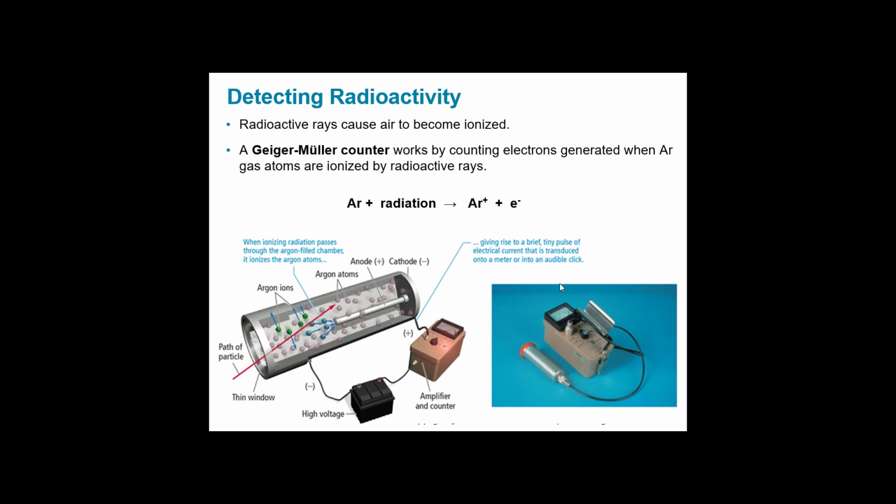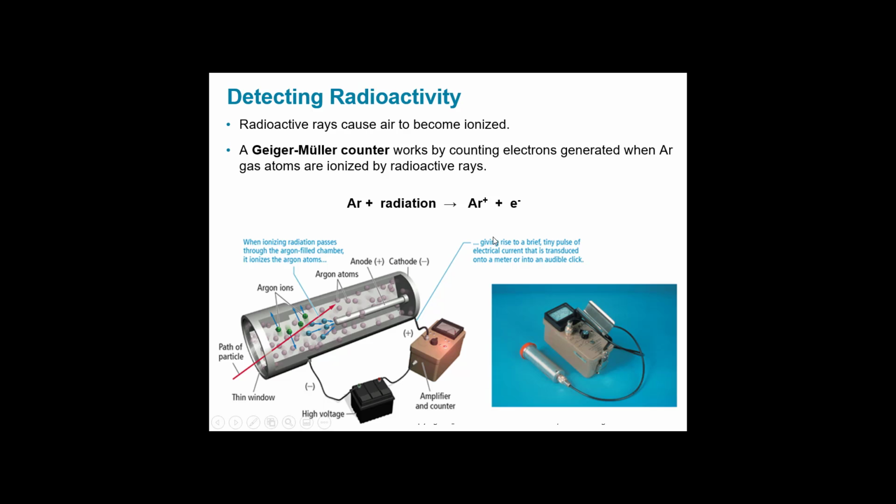Detecting radioactivity, how does that happen? Well, we can also look at a Geiger counter. Hopefully that's something you've heard of. A Geiger counter is a common instrument that detects alpha particles, beta particles, and gamma rays. It uses ions produced by radiation to create an electrical current. So if there's radiation, that ionizing radiation will pass through this argon-filled chamber and actually ionize the argon gas.